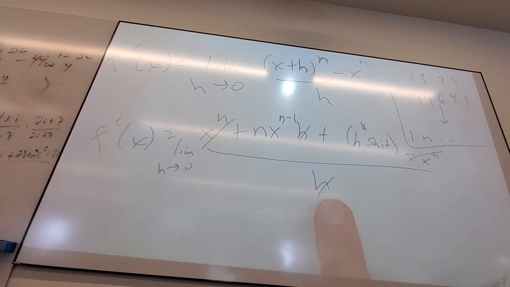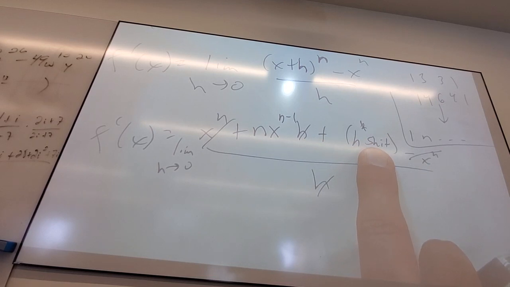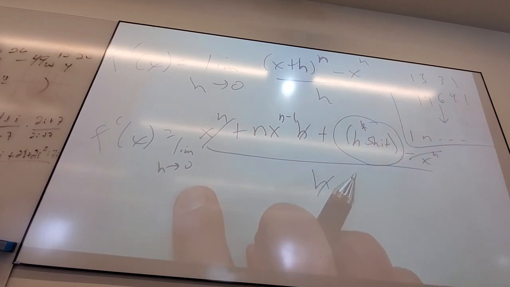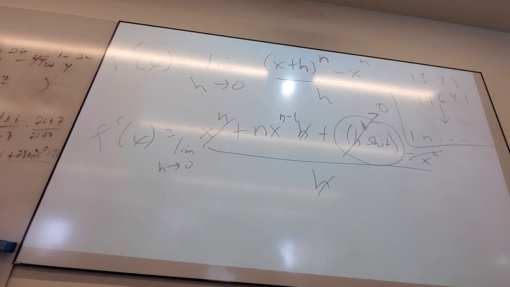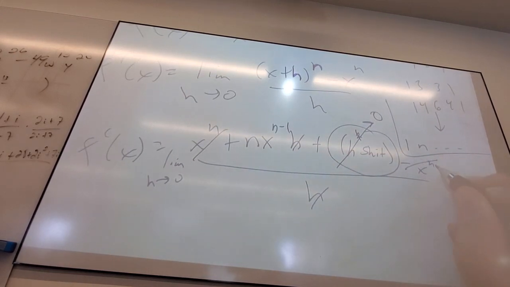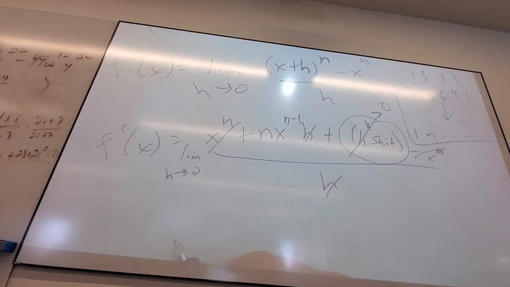So let me make sure everybody's moving. No h's, 1 h. Everything after that has at least 2 h's, yes? So when I cancel these and I kill an h, this has at least an h in it. So when I let h go to 0, this whole thing is going to go to 0. Every term has at least 1 h in it. So at the end it says minus x to the n, yeah. So what does this limit come out to be? What's the only thing left alive?